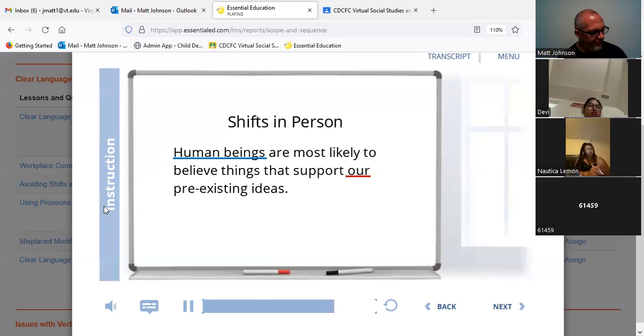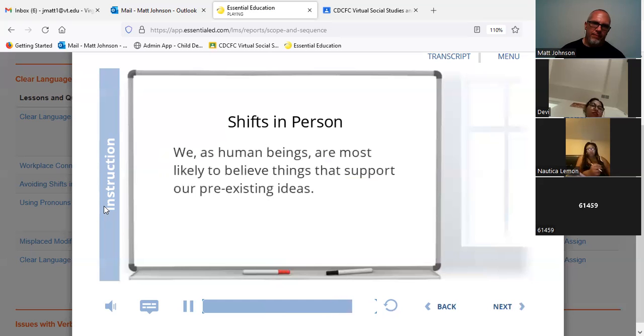The correct pronoun to use to describe human beings is their. Human beings are most likely to believe things that support their pre-existing ideas. Or you could change the sentence to all first person to make it in person like this. We as human beings are most likely to believe things that support our pre-existing ideas.